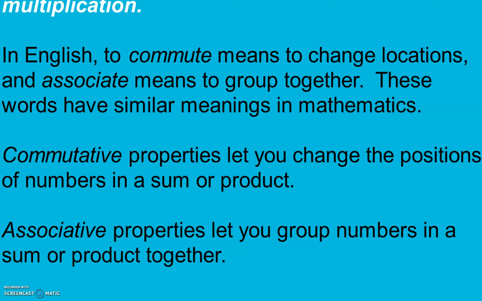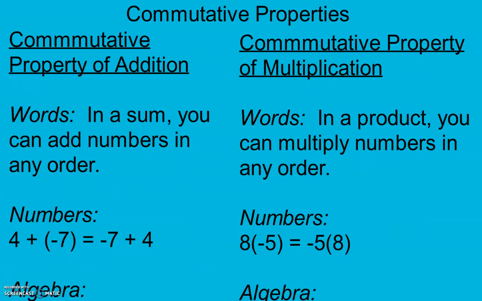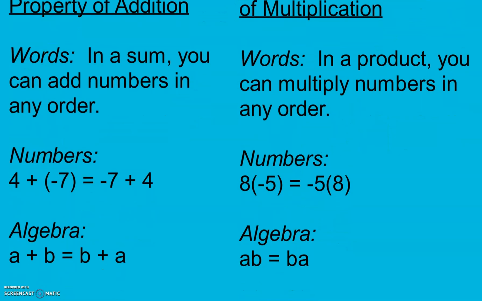Commutative properties let you change the positions of numbers in a sum or product. Commutative lets you move. Associative properties let you group numbers in a sum or product together. They let you change the group. So again, our commutative properties let us move things. They let us do them in any order. The commutative property of addition says, in a sum, we can add numbers in any order. So as long as all we're doing is adding, we can do that in any order. So we can take 4 plus -7, or we can take -7 plus 4. Either way, we get to the same spot. And in algebra, it's a plus b equals b plus a.